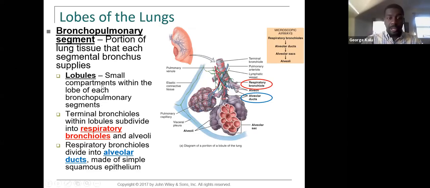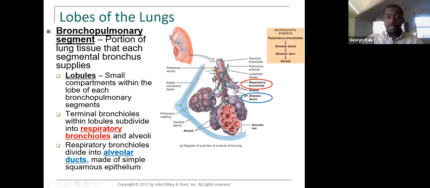Inside those bronchopulmonary segments, we're going to have these little individual lobules. This would be a picture of an entire lobule here. Inside of our lobules, we're going to have a few structures. First, we're going to have our respiratory bronchioles, which is the first part of our respiratory zone. And then we're going to have some alveoli.